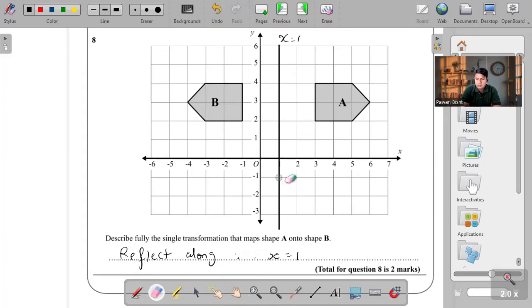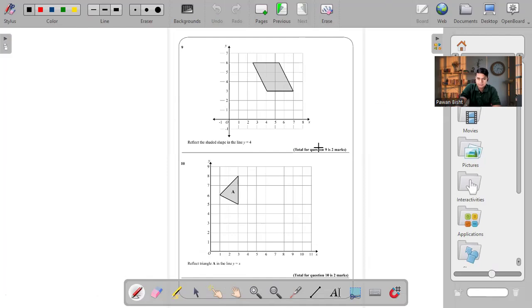So x equals 1, this is the equation of the line. We can say reflection along the line x equals 1, right? So the reflection is happening along the line x equals 1, right? Okay.